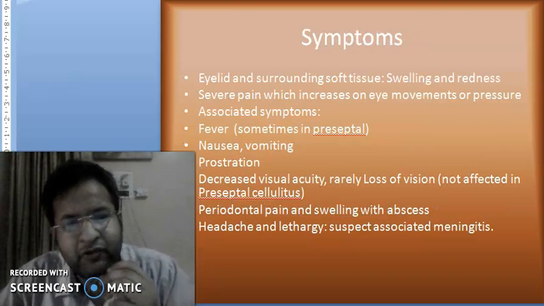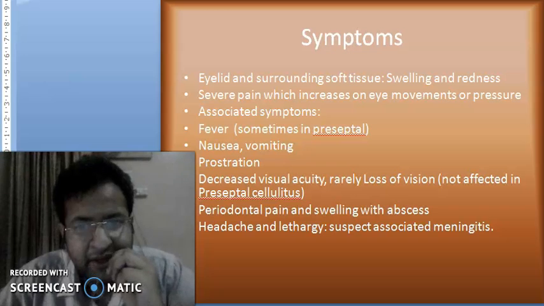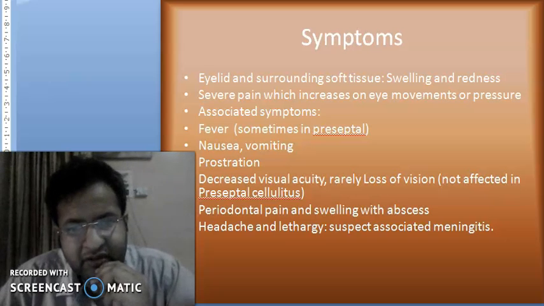What are the symptoms of orbital cellulitis? The eyelid and the surrounding soft tissue will have swelling and redness. There will be severe pain which increases on eye movements or pressure, which is due to the extraocular muscle inflammation.